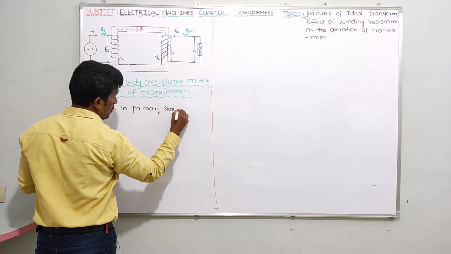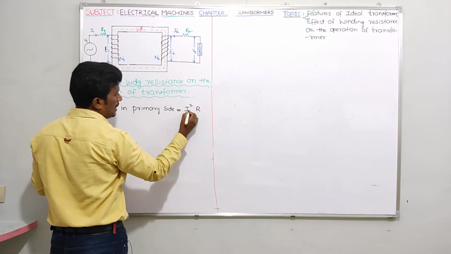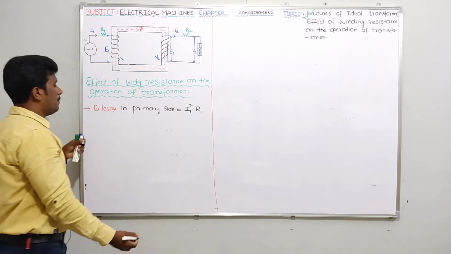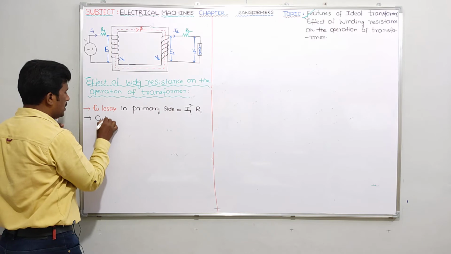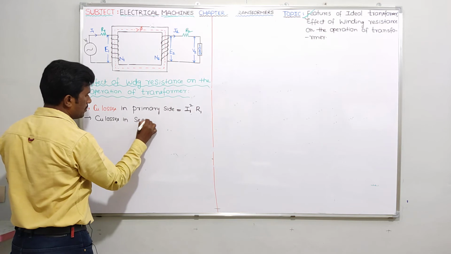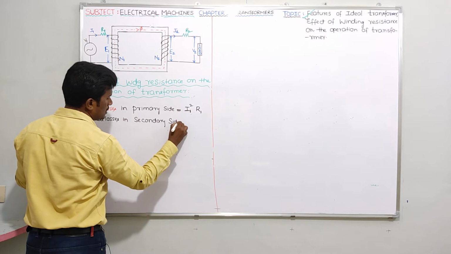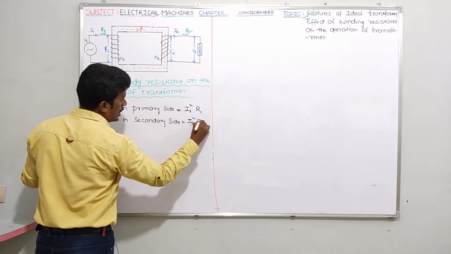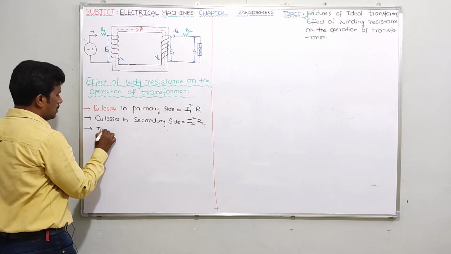Please tell me. You know what is the formula for copper loss? I square R. What is the current flowing in primary side? I1. What is the primary resistance? R1. So copper loss in primary side equals I1 square R1. Similarly, tell me copper losses in secondary side. Equal to how much? Very simple topic only. You please try to tell me. I2 square R2.